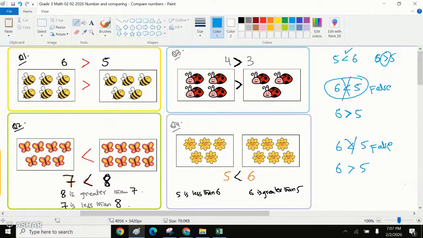No, Ethan, you're writing 7 is greater than 8. This is the open end, right? This is the open mouth. The open side always comes towards the bigger value. In this case, 7 is less than 8. 8 has the open side. So wherever it's an open mouth, that is the bigger value. Do we agree?